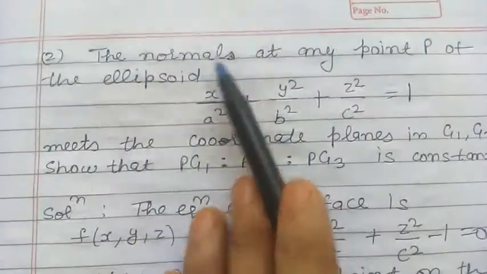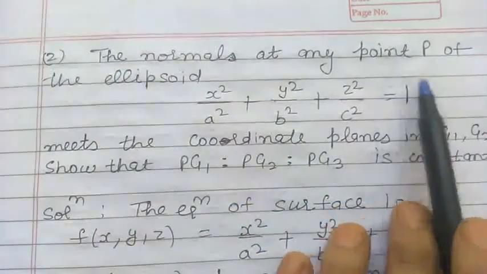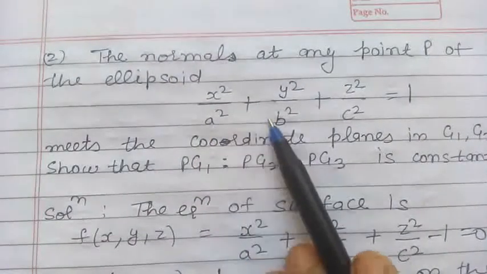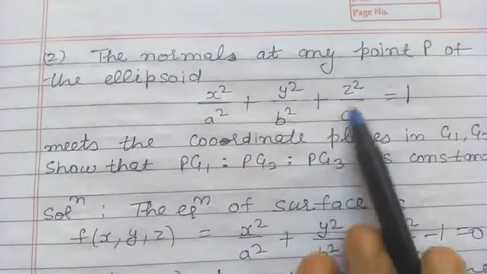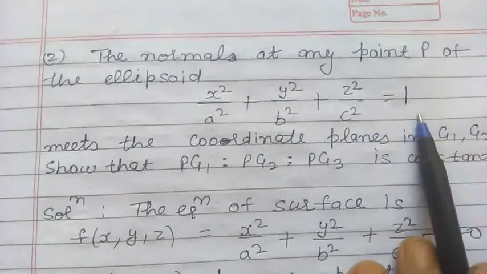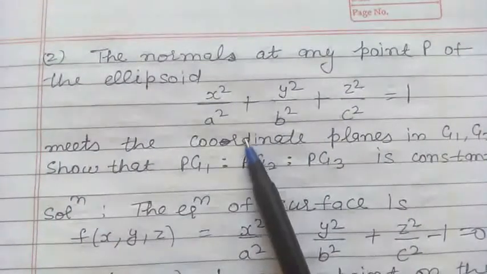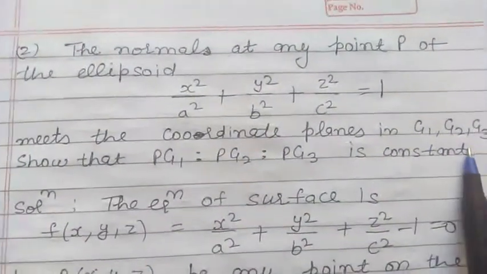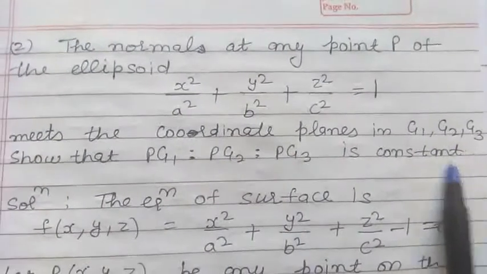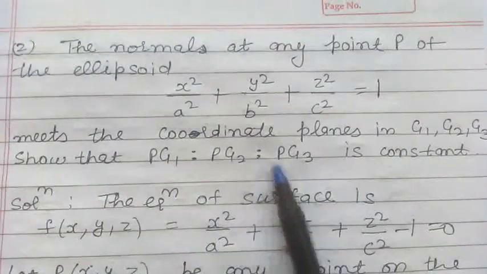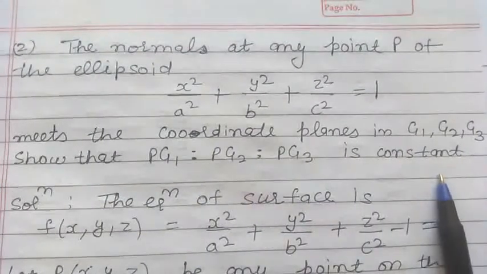Now the next problem is the normal at any point of the ellipsoid. The ellipsoid is x square upon a square plus y square upon b square plus z square upon c square is equal to 1. The normals at any point P of this ellipsoid meet the coordinate planes in G1, G2 and G3 respectively. We are to show that the ratio of PG1, PG2 and PG3 is a constant.